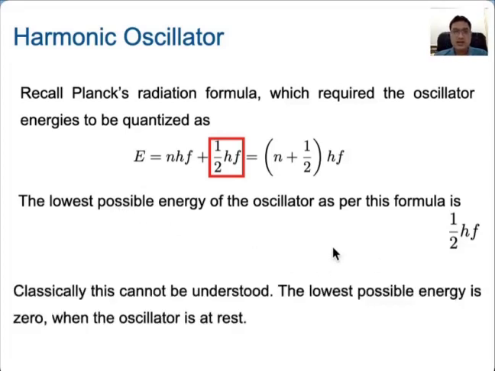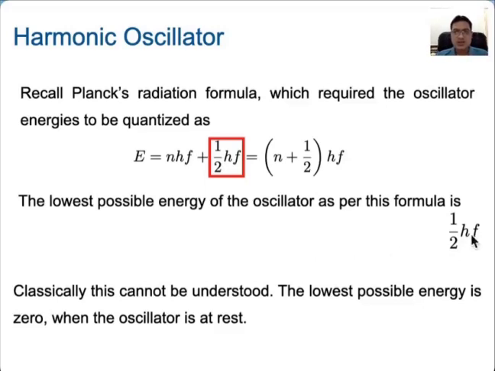This contradicts your classical notion, because if there is no value of n, then how could it be that you have some energy associated with the system? The lowest possible energy according to the classical theory is 0 when the oscillator is at rest. But quantum mechanics allows you to have this, and this is the very famous zero point energy of the harmonic oscillator, and it has very wide applications. I will name a few after finishing this exercise.